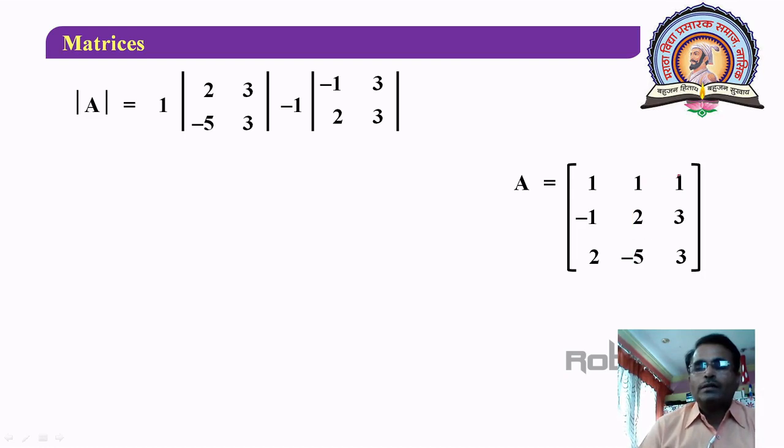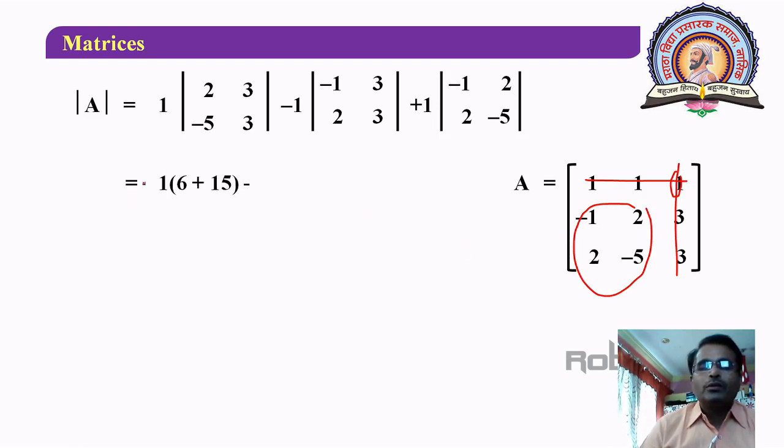And for the last element, again the plus sign is there, so you will get +1 multiplied by the determinant obtained by eliminating this row and this column. So this determinant you have to take here: -1 2 and 2 -5. Is it clear? So this is your next determinant.